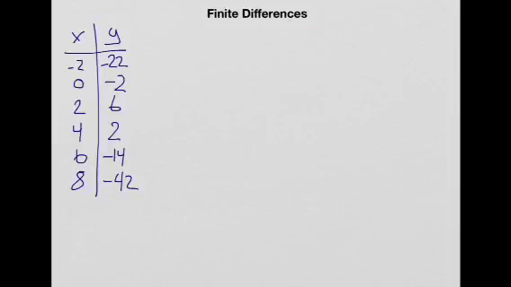Finite differences basically means we're going to start taking the differences. We're going to do this a finite number of times. We're going to see how long it takes to get a constant value when we're taking differences. So here's my first set of data. To find these differences, if you remember back from the beginning of the year, we defined the difference as now minus previous.